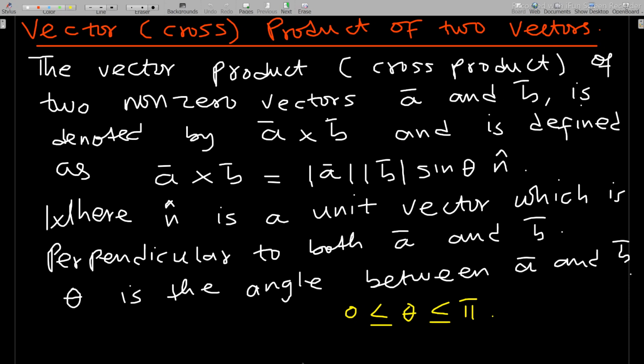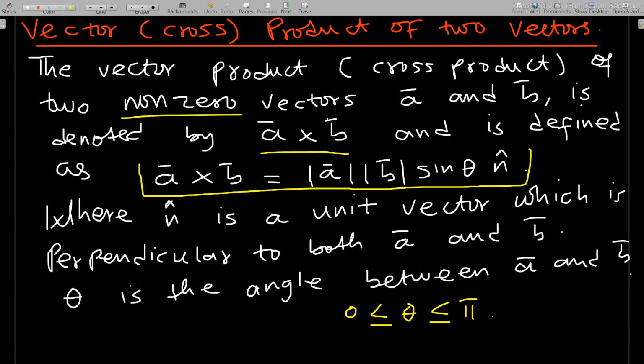Now, the vector or cross product of two vectors. The vector product, or cross product, of two non-zero vectors A and B is denoted by A cross B. This is how you write it, and it's defined as A cross B equals magnitude of A times magnitude of B times sine of theta, then n cap, where n cap is a unit vector which is perpendicular to both A and B. Theta is the angle between A and B, and theta falls within this range.